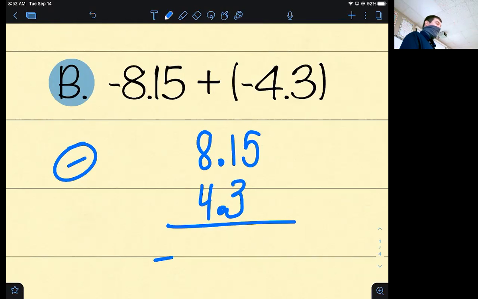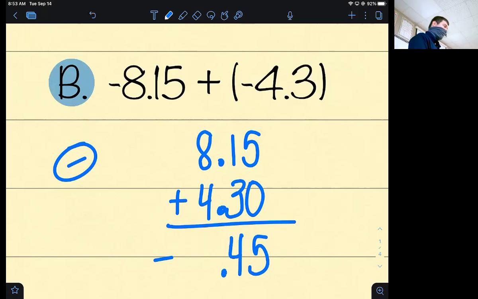What should I put underneath the 5? A 0. Yep, I can put as many zeros in those empty blank spaces as I want to. I'm adding, so I should put the plus sign there. I'm adding because I'm joining forces. What's 5 plus 0?